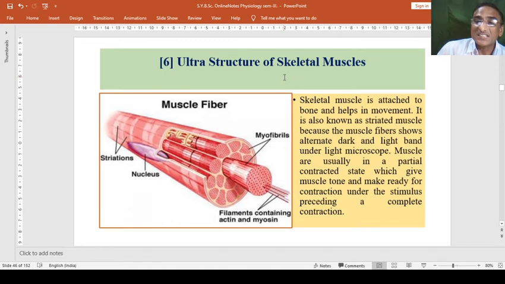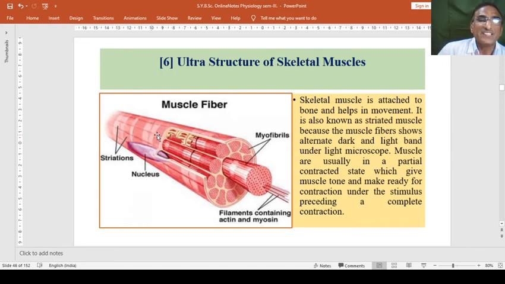The muscles are usually in a partially contracted state, which gives muscle tone and keeps them ready for contraction under the stimulus, preceding a complete contraction of those special muscle cells. The basic structure of muscle is a bound form of various micro-muscles, called a muscle fiber.